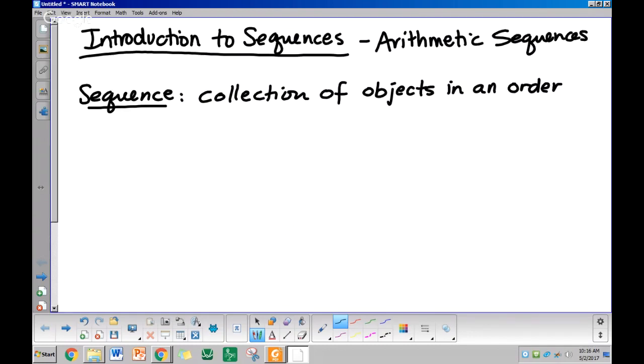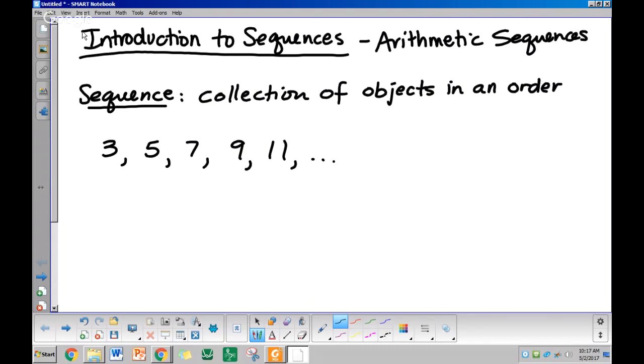So I'm going to give you a sequence here: 3, 5, 7, 9, 11, dot, dot, dot. That is a sequence of numbers. It's not a finite sequence. It's an infinite sequence because I have the 3 dots here, which means and so on. Now, if I were to ask you what the next term would be, you would say 13.